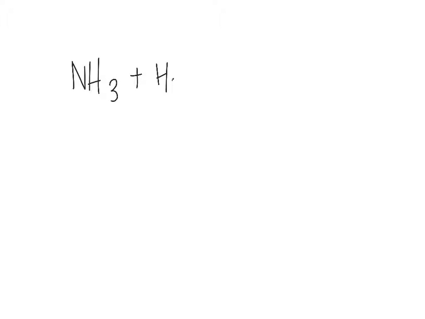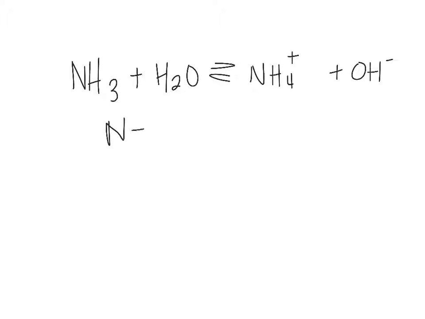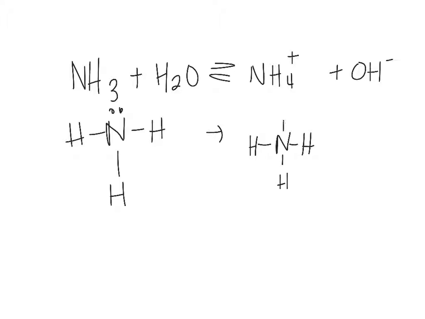Plus water will make ammonium and the hydroxide ion. And that is because nitrogen has a lone pair of electrons that can accept an H+, a hydrogen with no other electrons. So you make a coordinate covalent bond. But that's basically what happens.